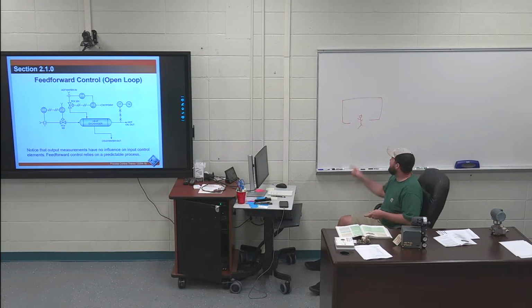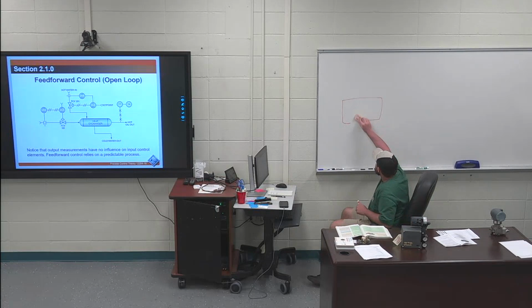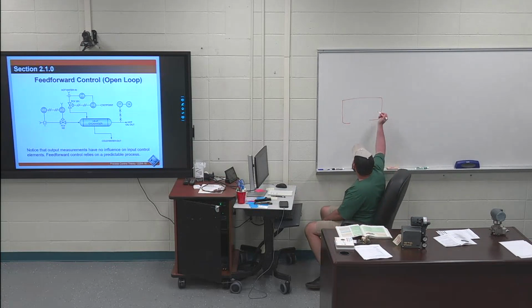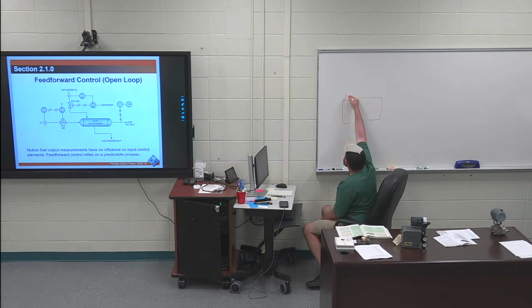Closed loop control, you're going to add in a PLC or something like that. So if I had, say, a big tank of water, I would have a DP sensor right here measuring the level.